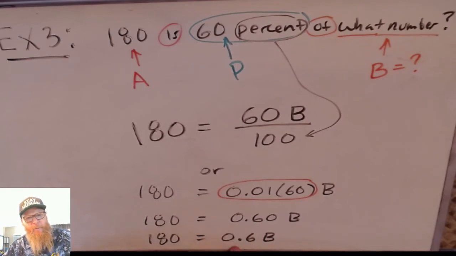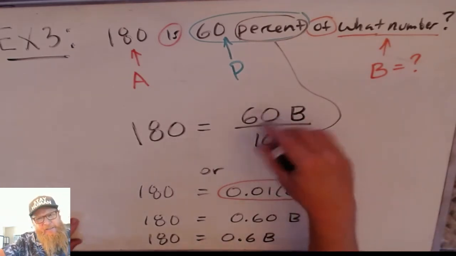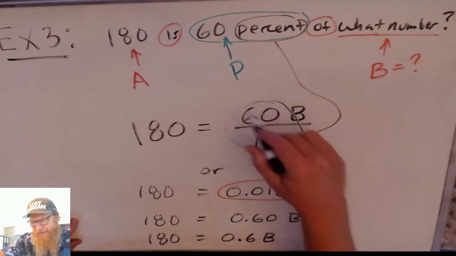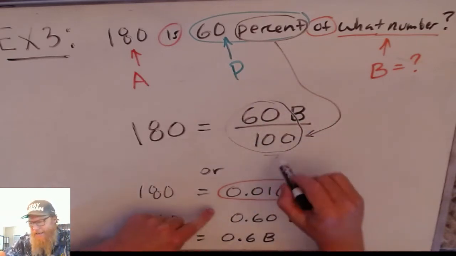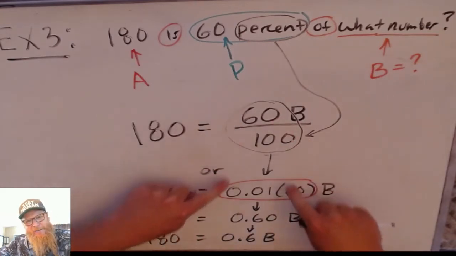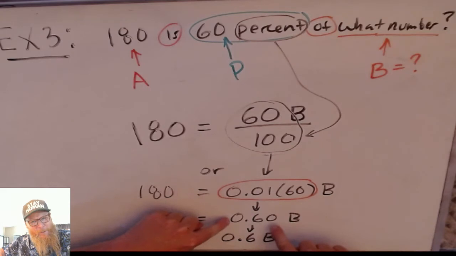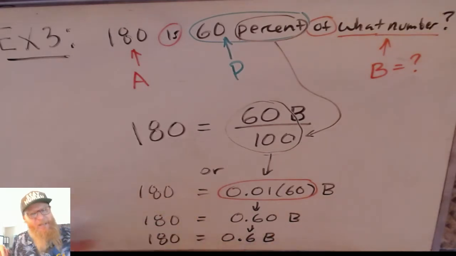.60 is the same as 0.6. Which, by the way, is the same thing as 60 divided by 100. So I hope you see that these all mean the same thing. So 60 hundredths is the same as .01 times 60, which is the same as 0.60, which is the same as 0.6.